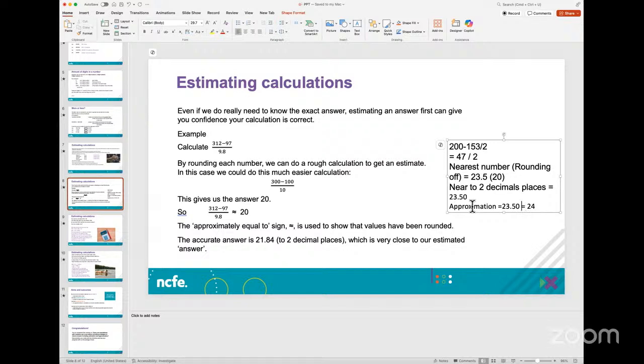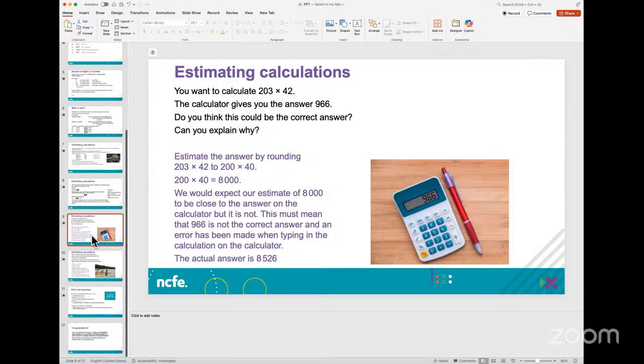But if this was 23.35, then when I had to round it off with approximation, this would have become 23 because the value is less than 50. So if it is more than 0.5 or more than 50, you round it off to the next whole number. If it is less than 0.5 or 50, then you round it off to the nearest lowest whole number. So that will become 23. If it was 23.57, for example, then this would become 24. Is that okay?